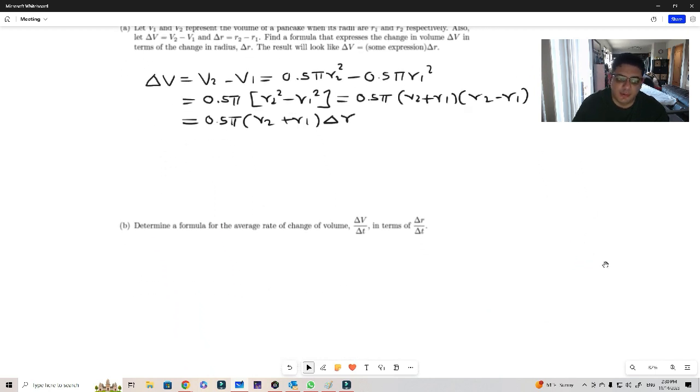Now, part B of this tells me, well, let's find the average rate of change dV/dt in terms of the dR/dt. There's not a lot to do here. We just need to divide by delta t, since that's going to put the variation in terms of time. And so over here it would be 0.5 pi times R2 plus R1, times delta R over delta t.